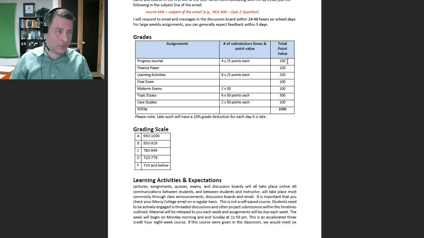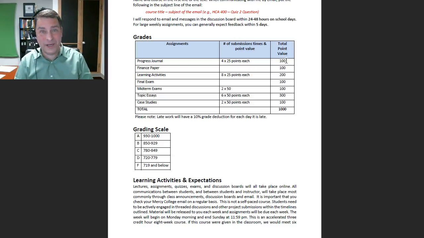So look how these point totals work. I mean, the progress journal is 100. That's kind of easy points. I always tell students, make sure you get those assignments done that are the easy points. There's not much you have to do other than talk to me with the progress journals. And the finance paper, again, that's going to be a big chunk. That's a full letter grade if you think about it.